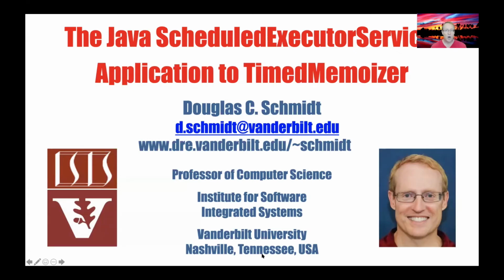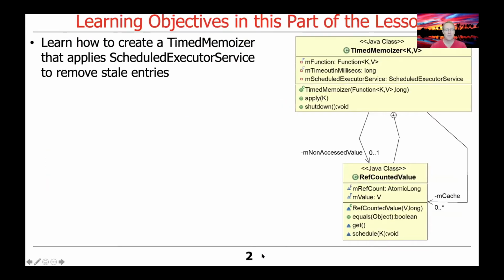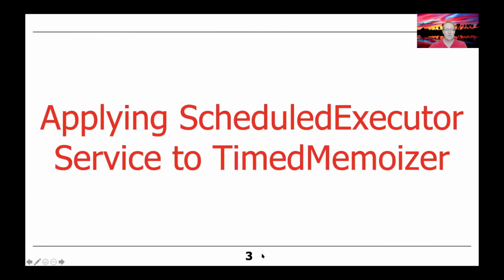So now that I've given you an overview of the scheduled executor service and talked a little bit about how you can have an implementation of said scheduled executor service with the scheduled thread pool executor class, let's talk about how we can actually apply this particular capability in practice by discussing the design of a so-called timed memoizer. And we'll see how a timed memoizer is going to be able to apply the scheduled executor service and the implementation therein in order to be able to remove stale entries.